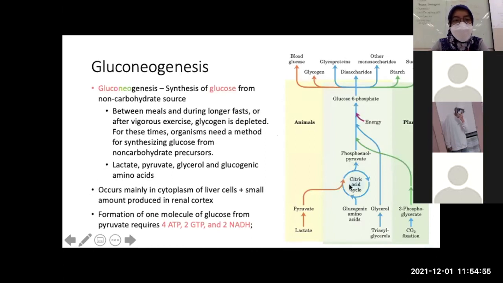Gluconeogenesis, if you ever forgot in exam what these things are, take some time to break down the name. Gluco is of course related to glucose. Neo means new. Genesis means to generate or to synthesize. So, synthesis of glucose, but now it's from non-carbohydrate source.